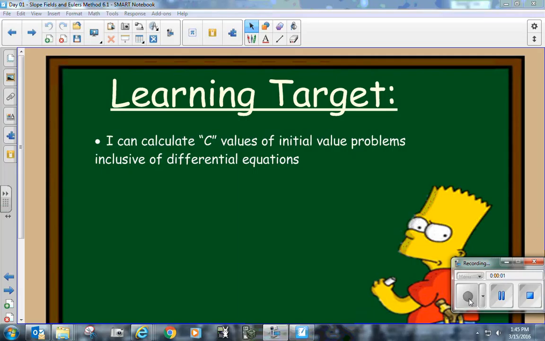Learning target: I can calculate C values of initial value problems, inclusive of differential equations.